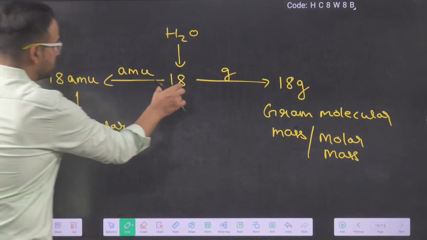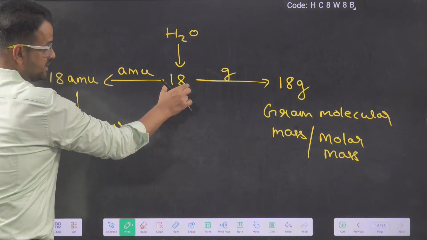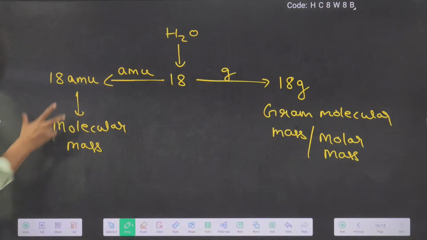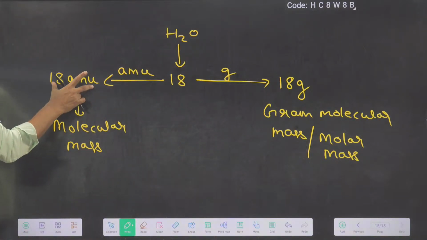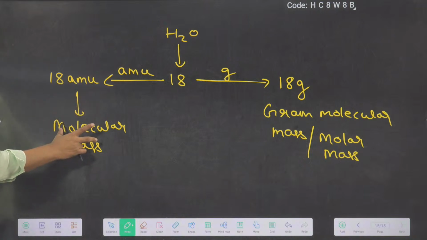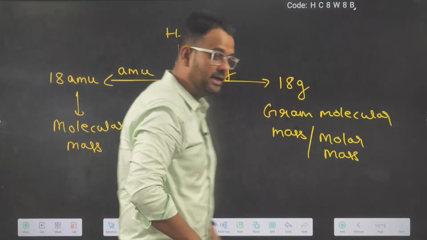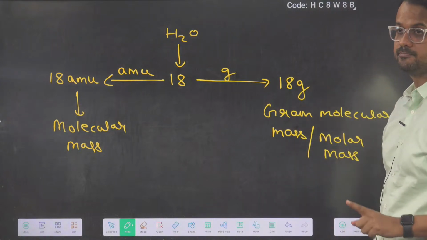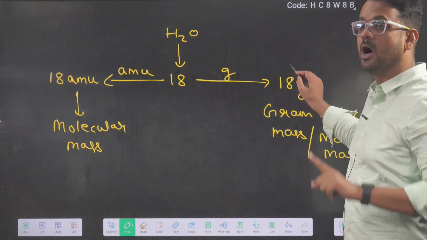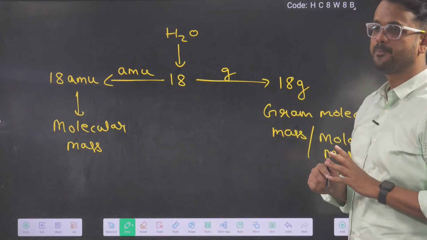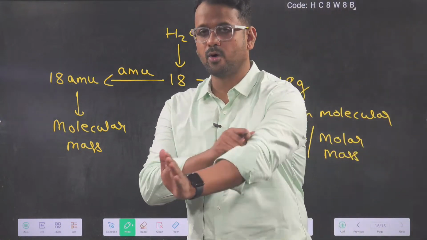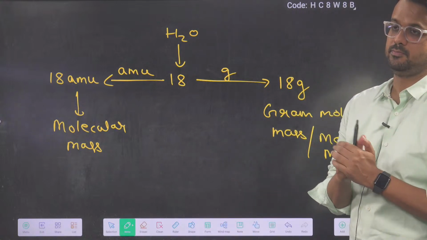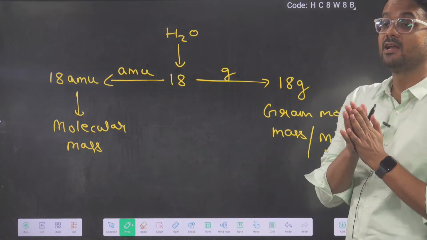So 18 is relative molecular mass, which is just a number. 18 AMU is molecular mass, the mass of one molecule. And 18 gram is the gram molecular mass, the molar mass. It is the mass of 1 mole. 18 gram, how many water molecules? 1 mole.